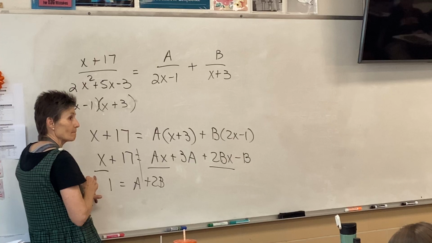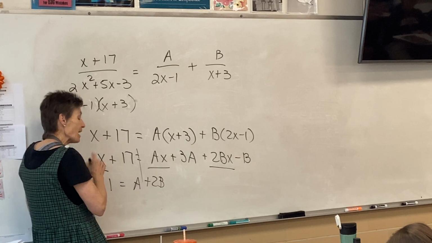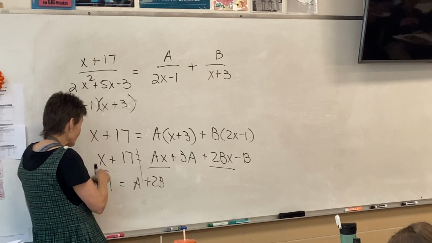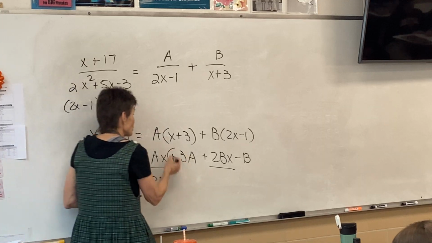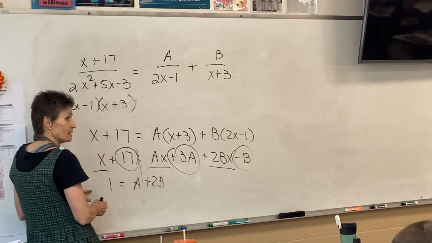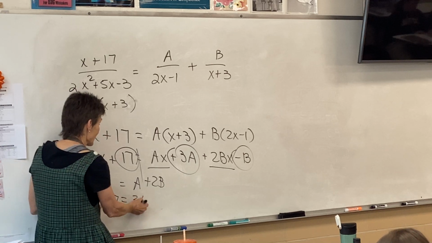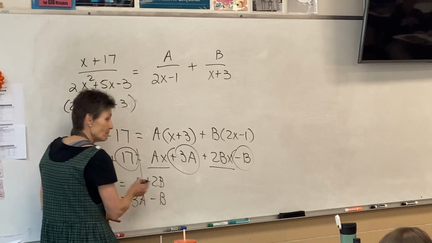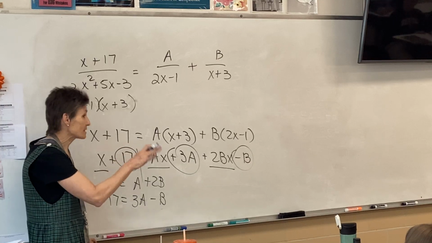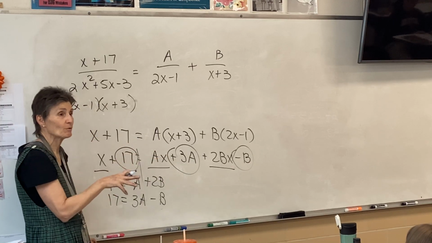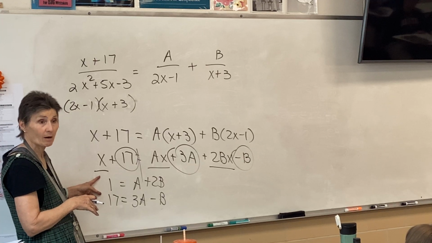What about the other A? I haven't gotten there yet, because it doesn't have an x. So I built an equation for the x's. Now I'll build an equation for all of the other things. So 17 equals 3a minus b. And then substitute, eliminate, Cramer's rule, whatever you want, because you got a system of equations, you gotta figure out what a and b are.